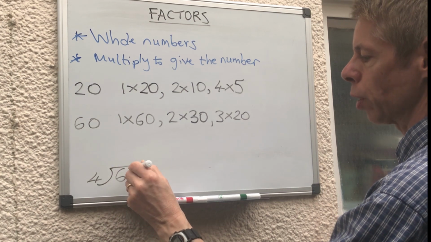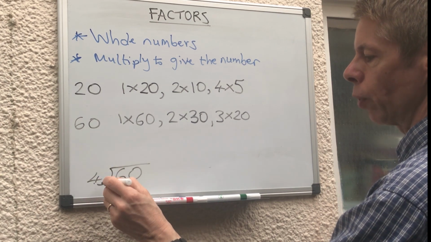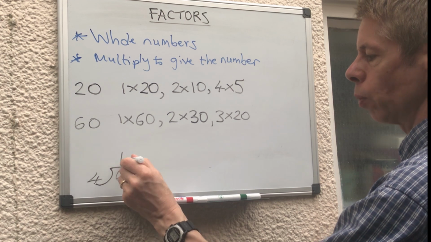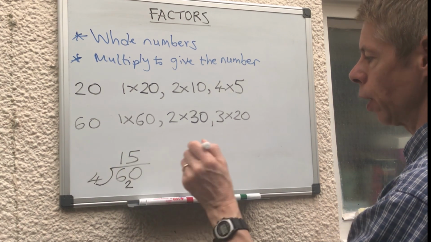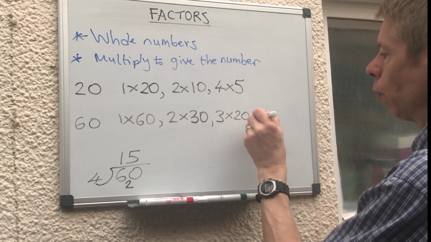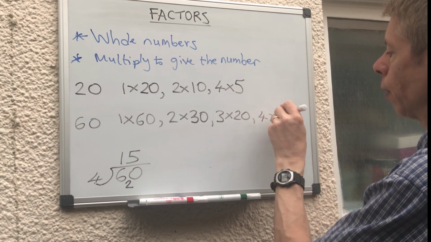Well, we can just use bus stop to check. So how many 4s in 6? 1, remainder 2. How many 4s in 20? 5, 15. So it's 4 times 15.